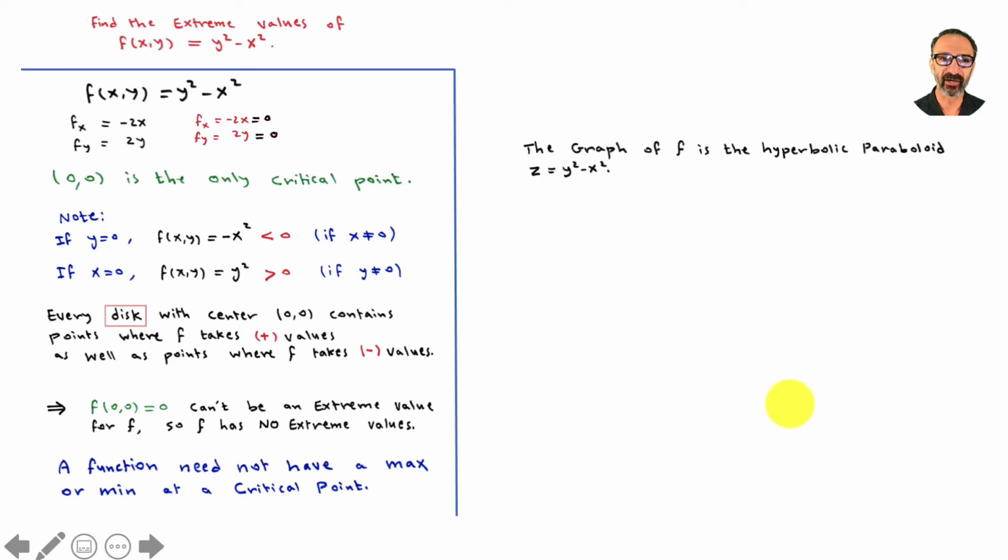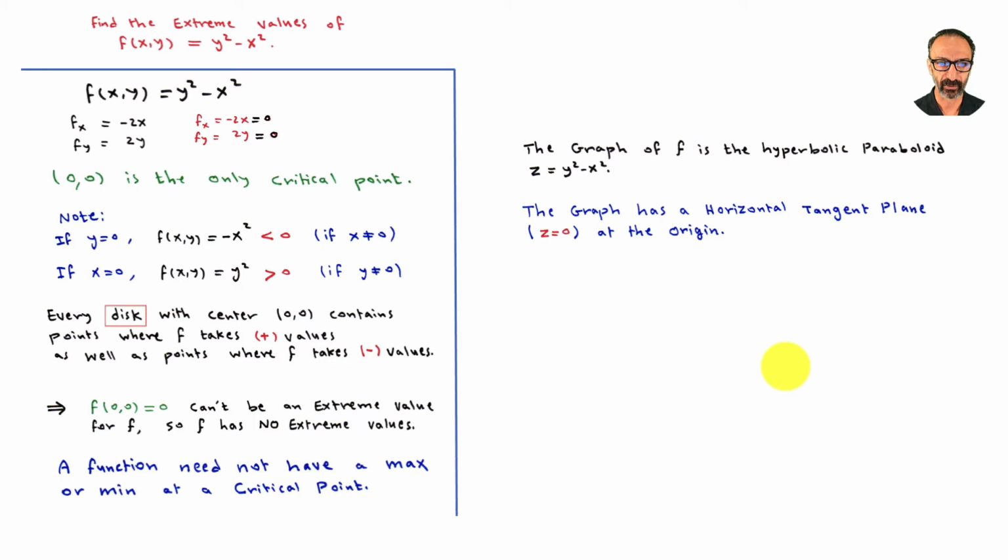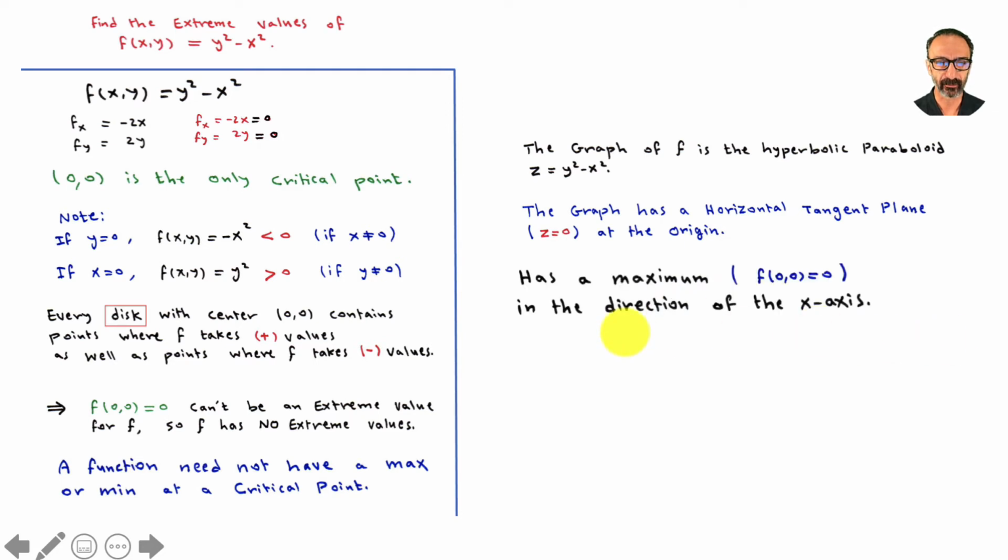The graph of f is the hyperbolic paraboloid z equals y squared minus x squared. I'm going to show you the graph in a few minutes. The graph has a horizontal tangent, which is the xy plane, that is, z equals 0 at the origin. It has a maximum from one point of view, in the direction of the x-axis.